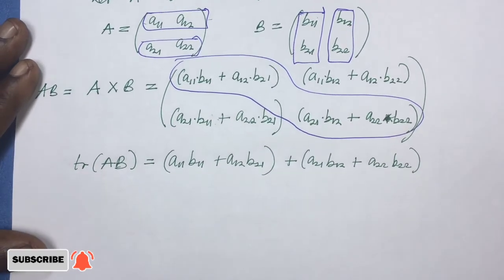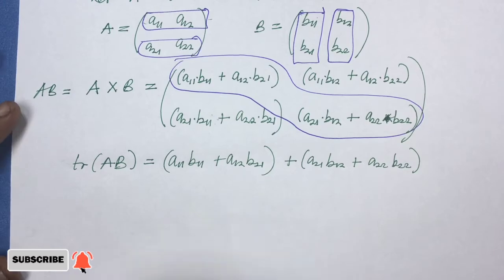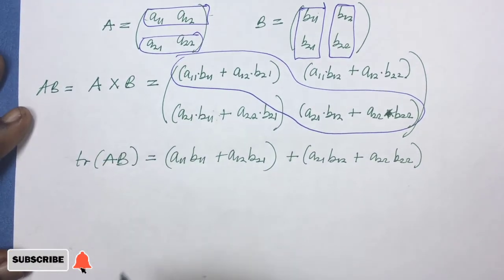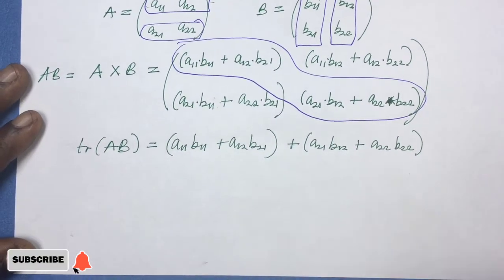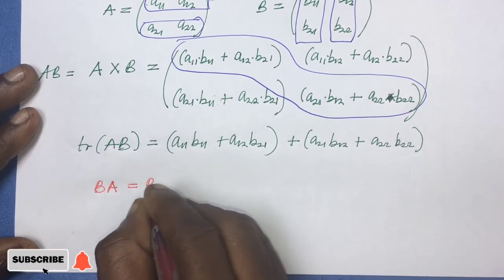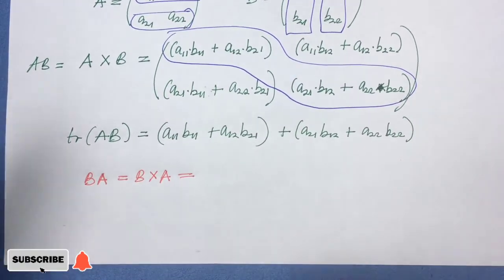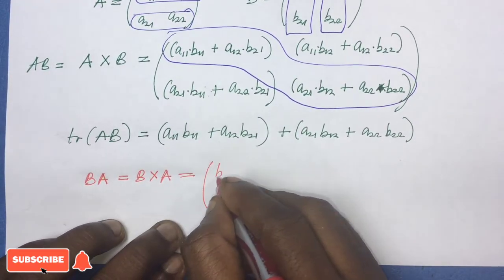Now let's hold on to this result and go over to getting B times A. So I'm going to use the red pen for B times A. B times A can be written as BA. So what is B times A? In B times A, we are going to bring the matrix B forward.